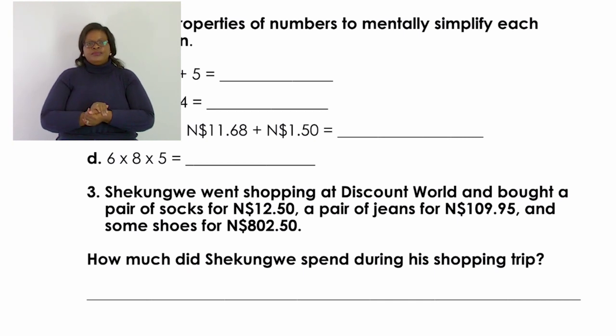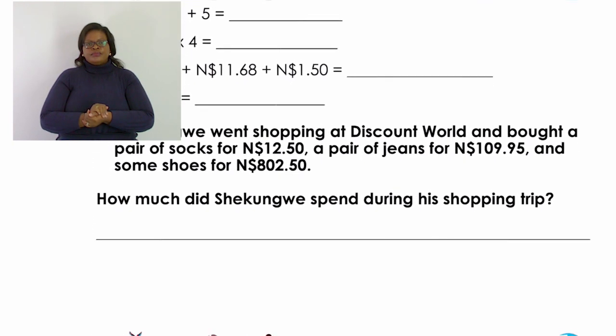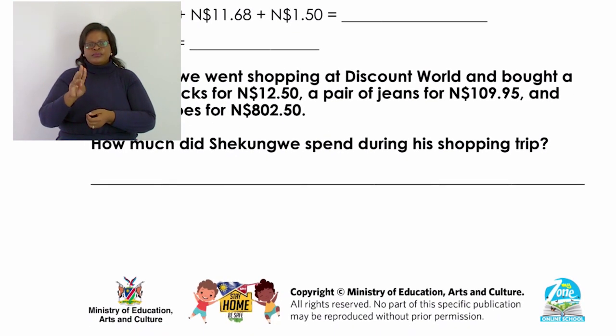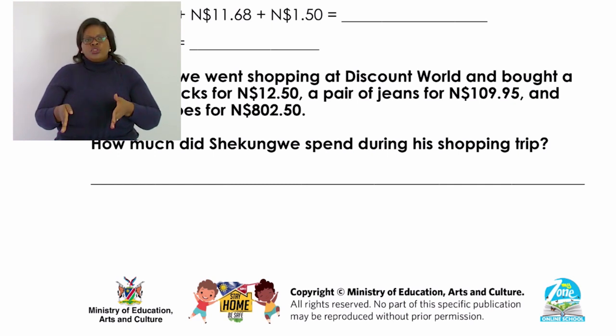Okay. Now, number 3, it says, Shakwengwe was shopping at Discount World and bought a pair of socks for $12.50, a pair of jeans for $109.95, and some shoes for $802.50. How much did Shakwengwe spend during his shopping trip?